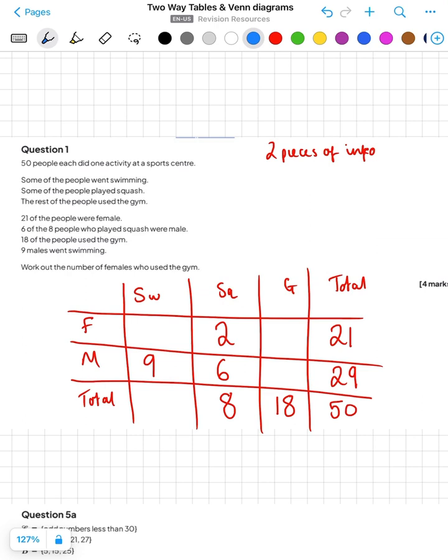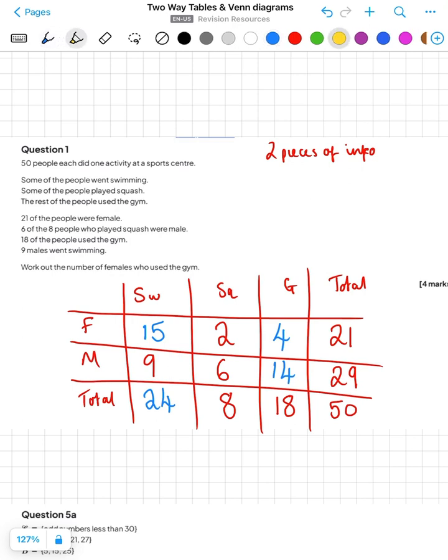If 50 people were asked in total, 18 people used the gym and 8 people played squash, that leaves 24 people who went swimming. If 9 of those people that went swimming were male, that means 15 of them were female. If 21 were female in total and 15 of them went swimming and 2 of them played squash, that leaves 4 that went to the gym. And if we have 29 males in total and 9 of them went swimming and 6 of them played squash, that leaves 14 that went to the gym.